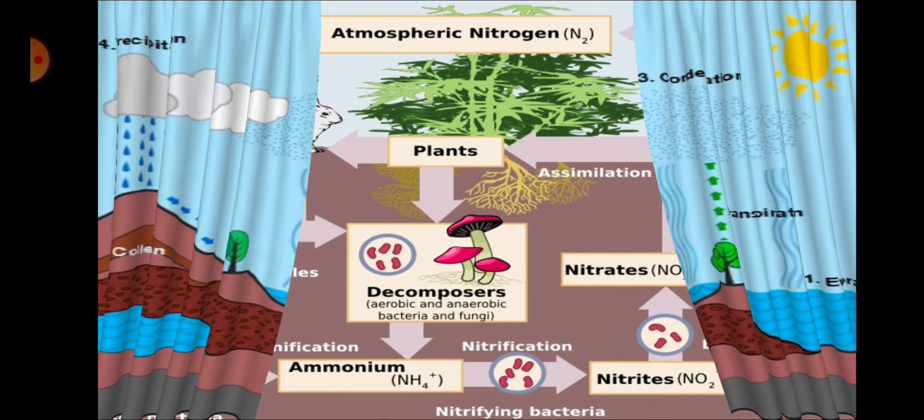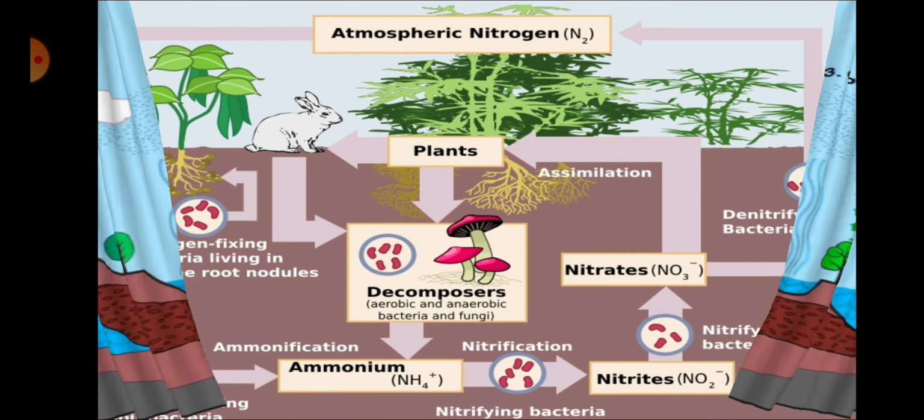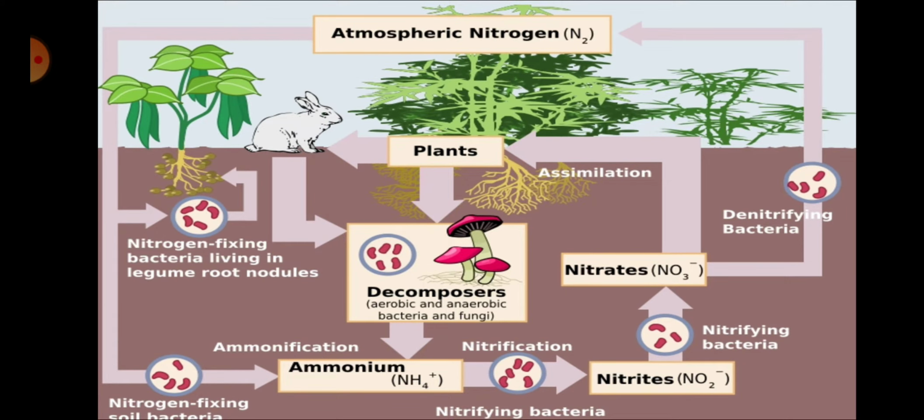And now the nitrogen cycle. The Rhizobium bacteria that live in the root nodules of leguminous plants fix the atmospheric nitrogen, 78% of which is present in the atmosphere. The leguminous plants fix the nitrogen into nitrates that are absorbed by plant roots.